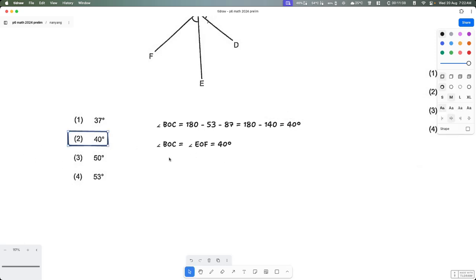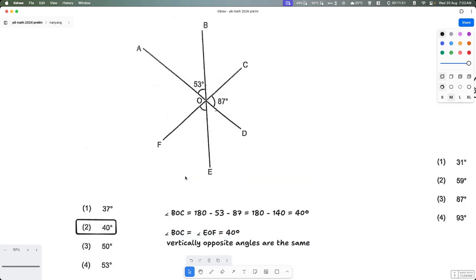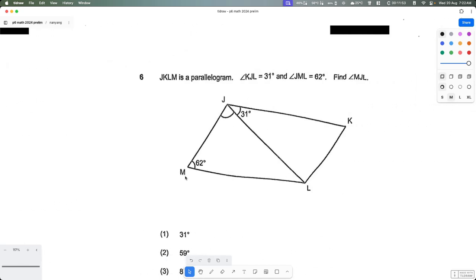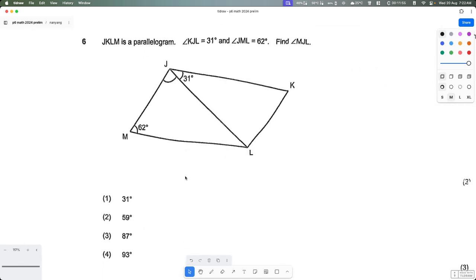They are equal because vertically opposite angles are the same. Okay, that's it. All right, let's move to the next question. Question number 6.